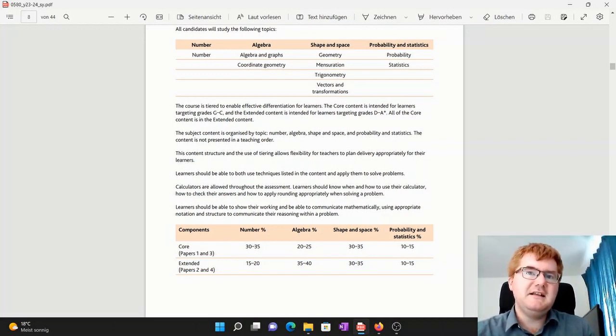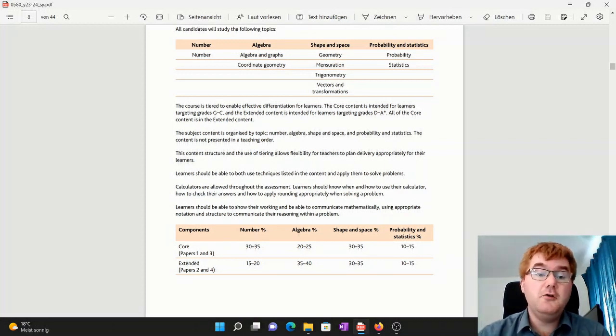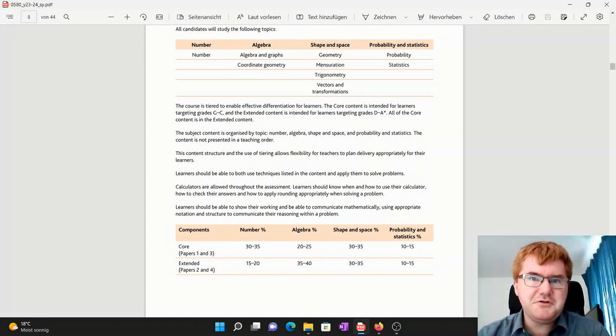But the thing to realize, if you find algebra quite difficult and quite a struggle, then the core paper is more aligned with yourself, because you'll see a whopping 30 to 35% of the paper is number skills. So if you do find algebra somewhat tricky, then it may be a good idea to look at doing the core paper rather than extended. So that's something really to communicate with you here.